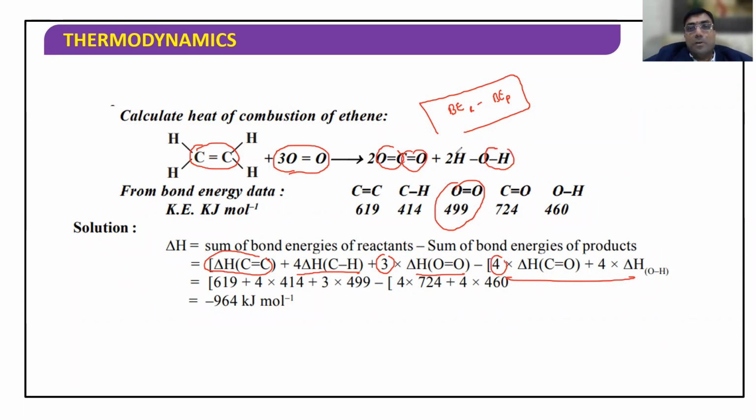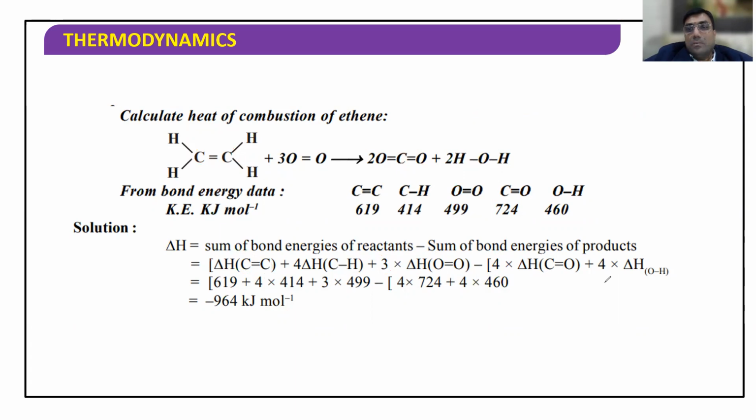How many O-H bonds are formed? 4 O-H bonds are formed. So you get the answer: net energy is released, because for a combustion reaction, what is expected? Combustion reaction is exothermic. You got it? Any doubt? Let me know if you have any doubt regarding this. You're all clear?